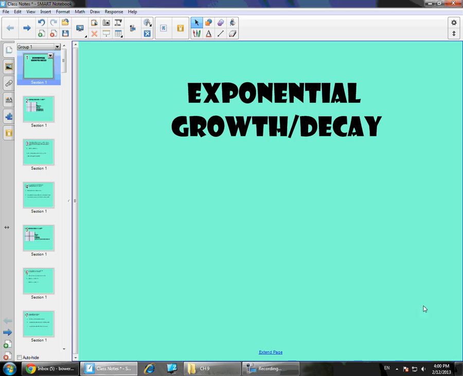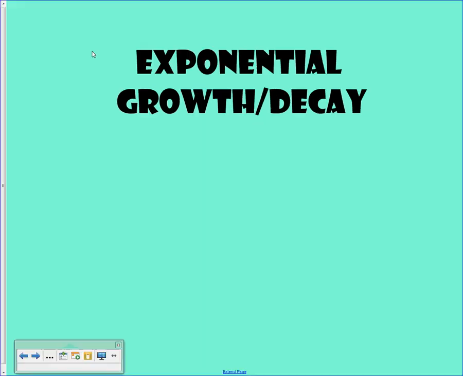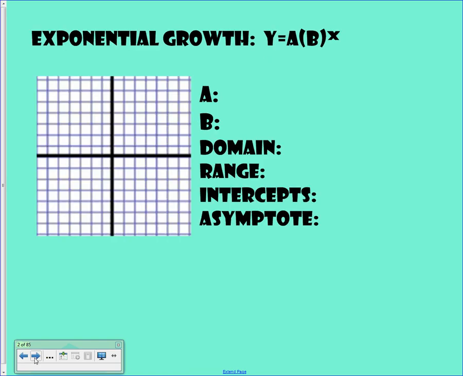Chapter 9 is all about exponential growth and exponential decay in different situations that deal with that. So Section 1 and Section 2 are very similar, so we're going to cover them at one time. Exponential growth is Section 1 and exponential decay is Section 2. Very, very similar, so we'll go ahead and talk about them at the same time.